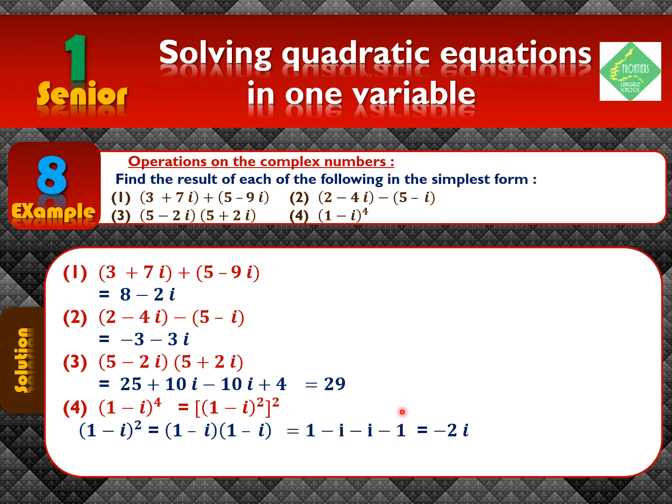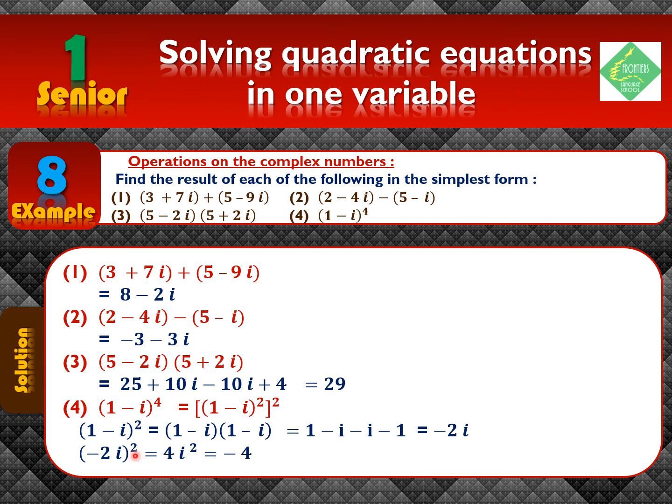1 minus 1 will eliminate together. What about negative i minus i? Yes, it's equal negative 2i. Am I finished? No. Remember, you have to square this because I have power 2 outside of this bracket. Negative 2i raised to the power 2.